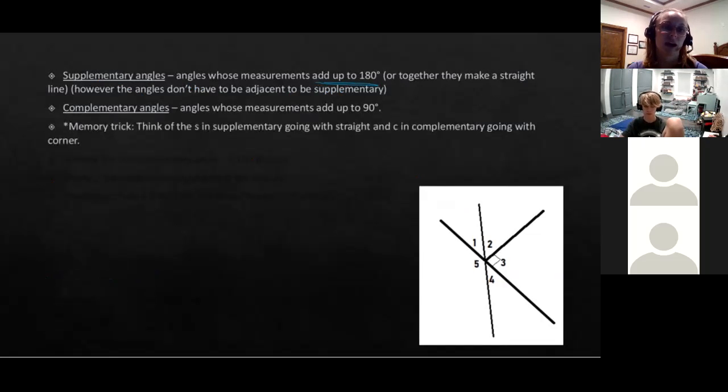A memory trick of how to remember this is possibly that the S in supplementary goes with straight. So a straight angle is 180 degrees. Supplementary angles add up to 180 degrees. And then the C in complementary goes with the word corner, and the corner is 90 degrees.